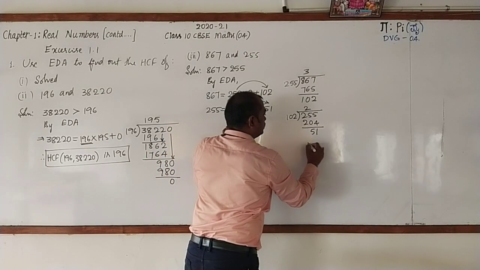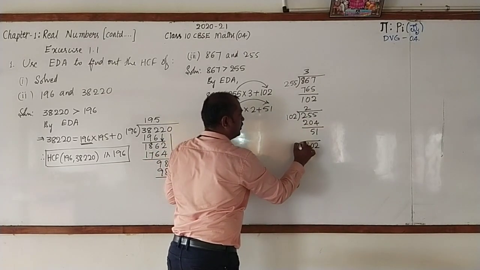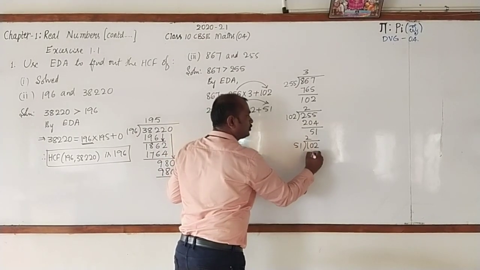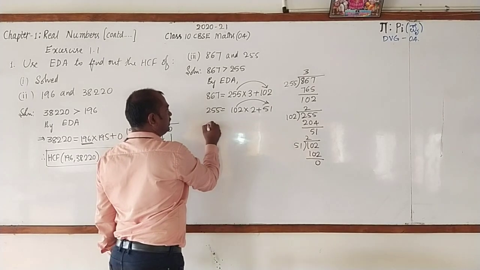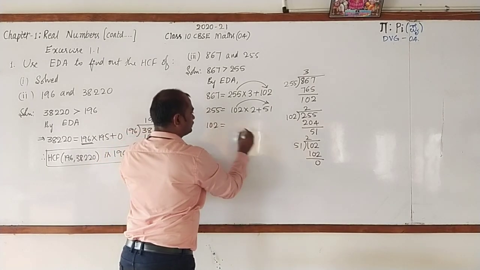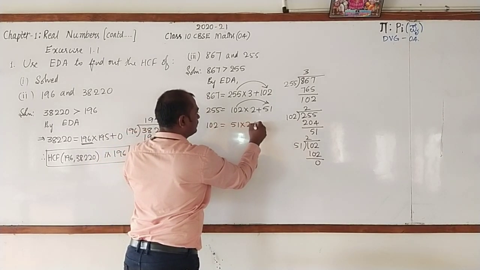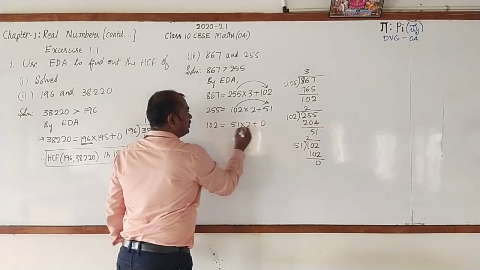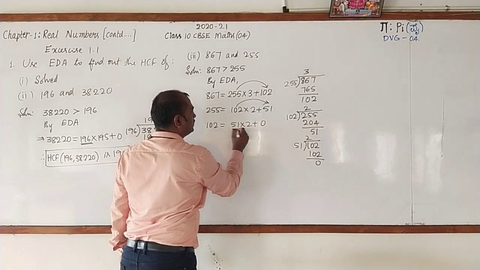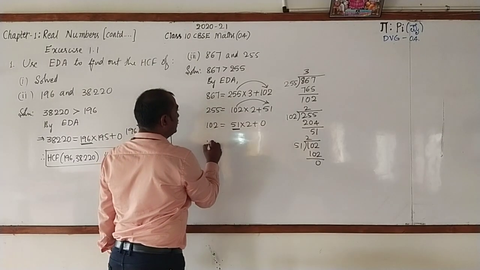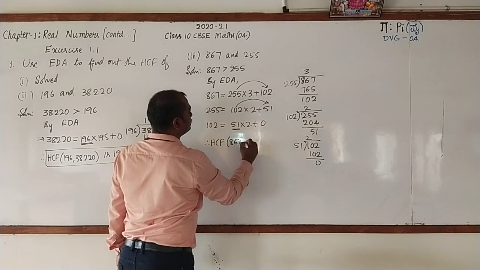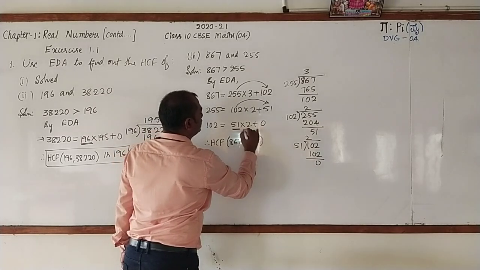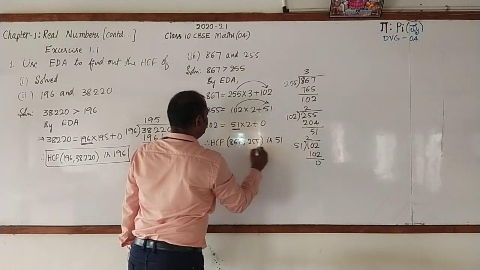Divide 102 by 51. 51, how much are? 2s are, it is 102. Remainder is 0. Now we can write 102 as 51 2s are plus 0. Now remainder is 0. Then the divisor will be HCF. Therefore, HCF of 867 and 255 is 51.